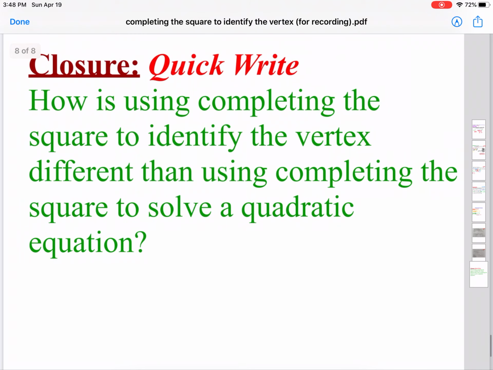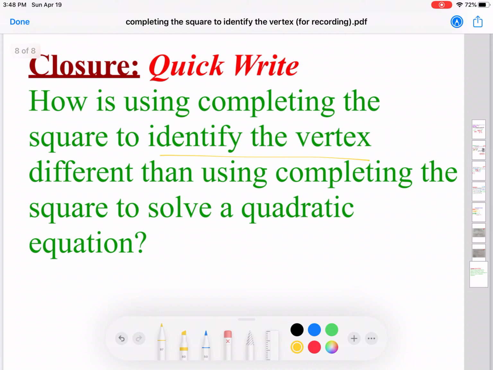And finally, we're going to end this lesson just by comparing this lesson to what we've already done with completing the square. So our question says, how is using completing the square to identify the vertex different than using completing the square to solve a quadratic equation? So again, to identify the vertex, that's what we were doing in this lesson. We were trying to rewrite our equations in vertex form to identify the vertex, whereas we used to use it to solve a quadratic equation. So this was what we did at the beginning of Unit 8.